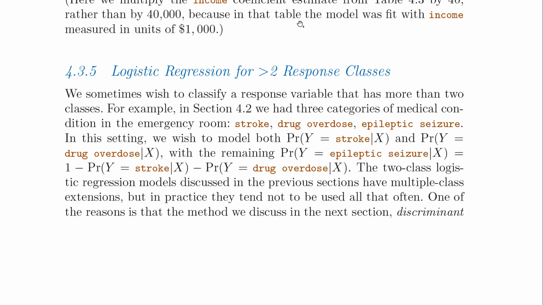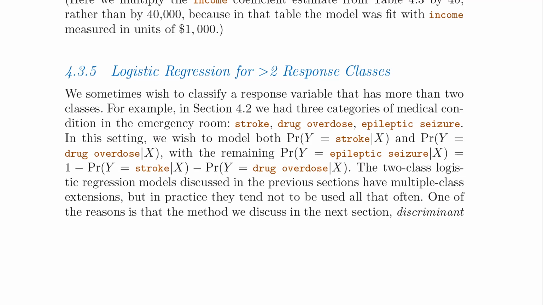Logistic regression for more than 2 response classes. So up to this point, we've been working with a binary response variable. It may only take 1 of 2 possible, let's call them values, or classes, right? To borrow the word from the heading. Default yes, default no. We sometimes wish to classify a response variable that has more than 2 classes.